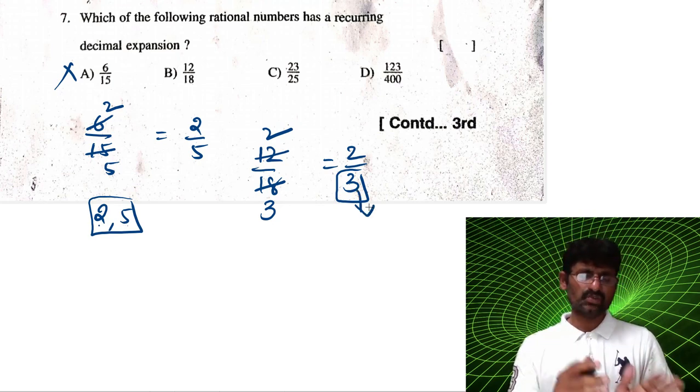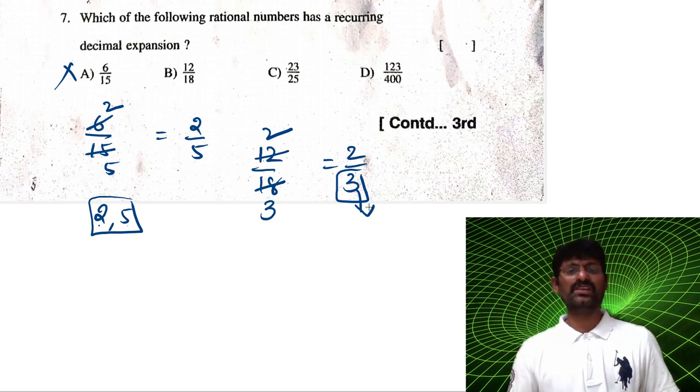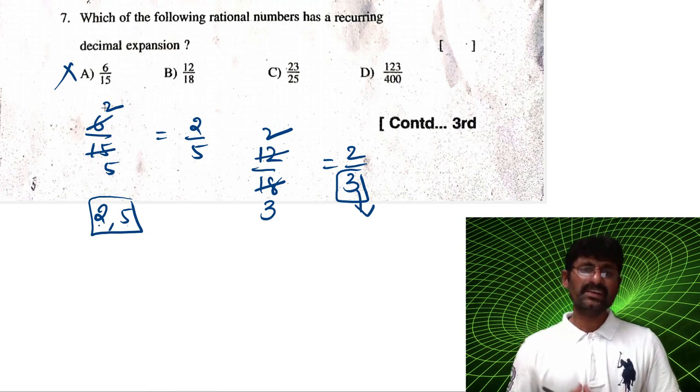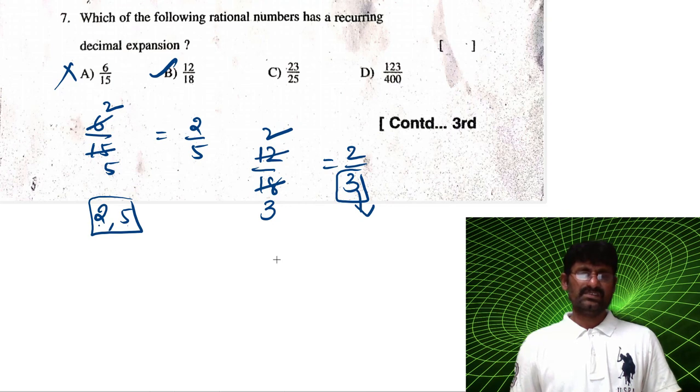So that means there is no 2, there is no 5. So other than 2 and 5, we have 3 here. So clearly, 12 by 18 has recurring decimal expansion. So option B is correct. Okay, let's go to next problem.